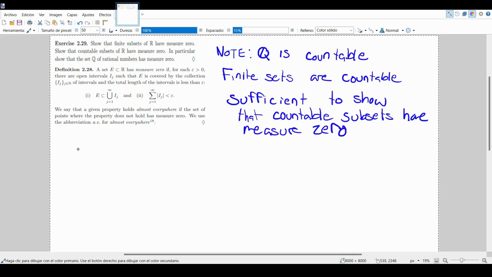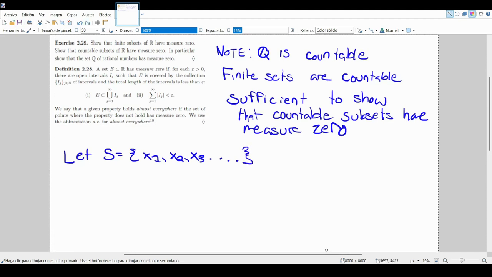We start by considering a set S which is countable. We'll list x1, x2, x3, and so on. It says countable, not finite, so we do not have an xn here. One other thing that we have to note here is that xi does not equal xj if i does not equal j. This is another way of saying each element listed out here is distinct.